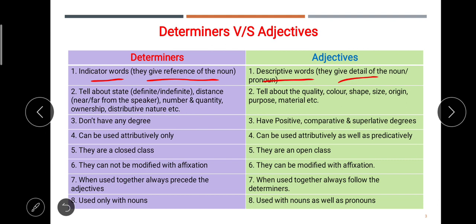This we can understand this way. If we use adjectives about a noun, then we can easily visualize that particular thing which is being discussed and talked about. But with the help of the determiners, that visualization is not possible.